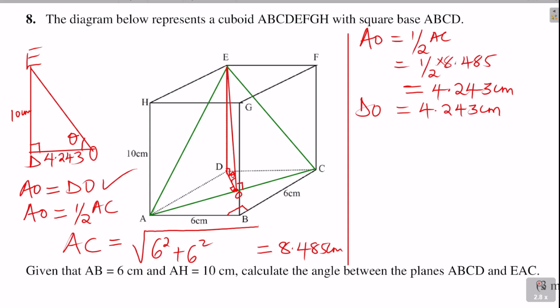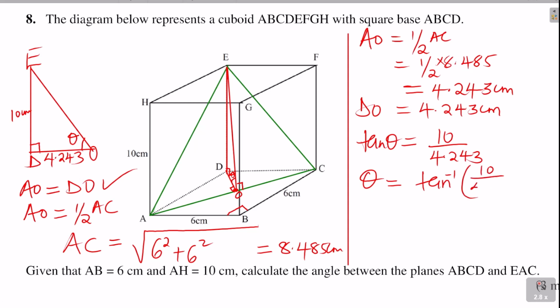Now we can use trigonometric ratios to get that angle. So that angle theta will be given by, we use tan. So tan of that angle would be given by opposite, which is 10, over the adjacent, which is 4.243. So theta would be given by the tan inverse of 10 divided by 4.243, and when you get the tan inverse of this, you get 67.01 degrees, and that is how we get the angle between those two planes.